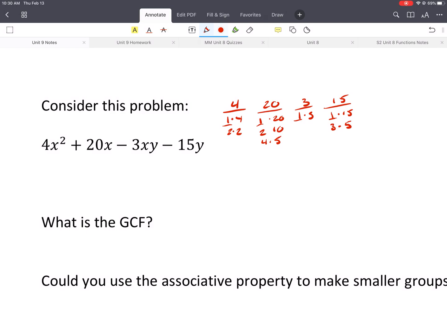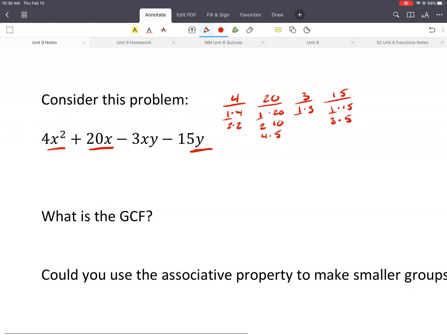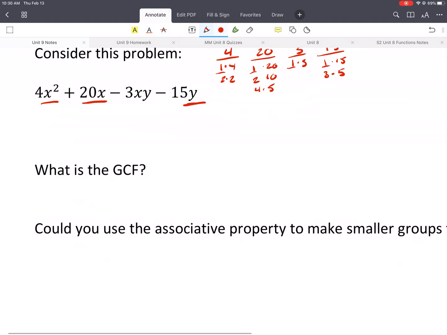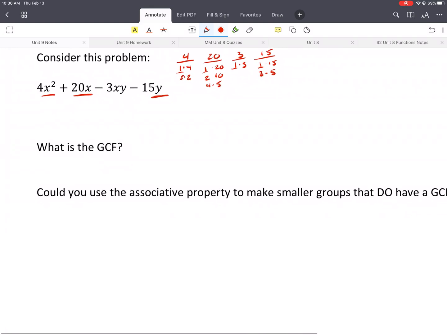Can we take an x from all of them? Nope, we can't because there's not an x in this term. Can we take out a y? Nope, there's no y's in those two terms. Okay, so in this case, we can't take out the greatest common factor, but that doesn't mean that we can't factor. So it says, could you use the associative property to make smaller groups?